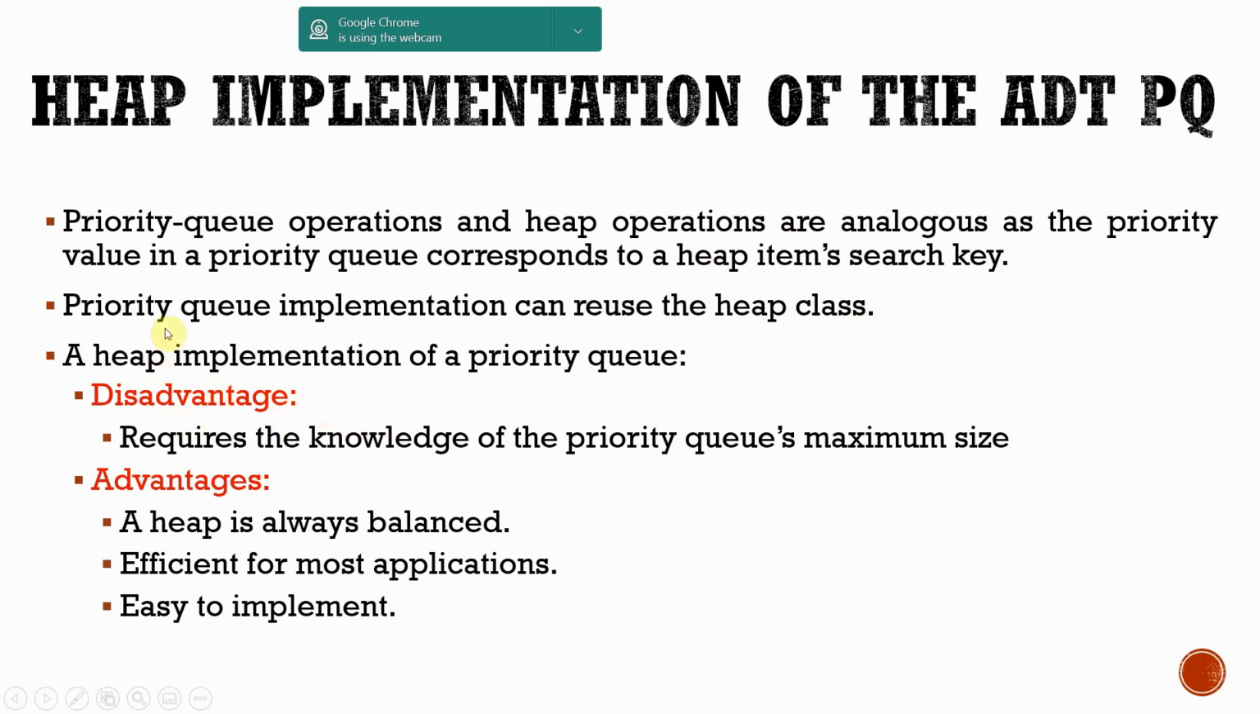One disadvantage of the heap implementation of the abstract data type priority queue is that we need to know the priority queue's maximum size. But some of the advantages are that the heap is always balanced, and because of that the height is always log n. That makes sure that insertion and removal are both on the order of log n. It's very efficient for most applications, and it's very easy to implement, especially the array-based heap.